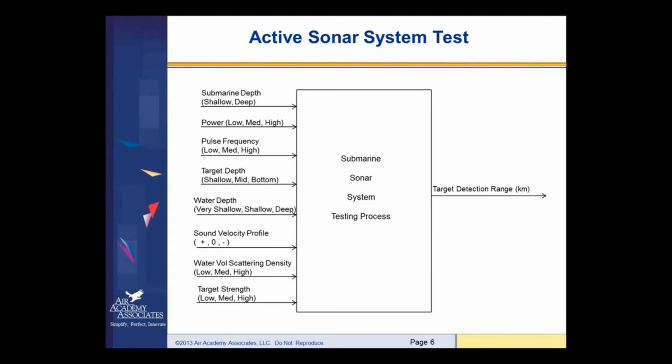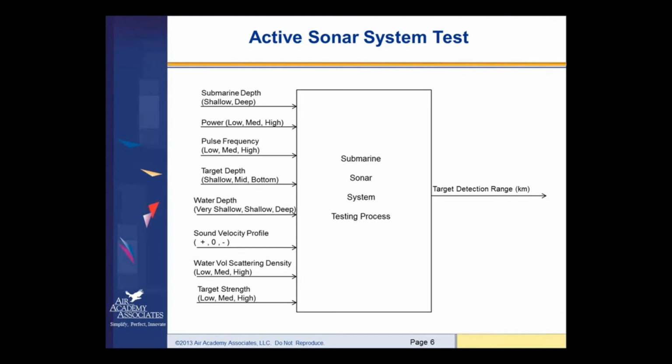Here's another example of a quick IPO. I'll address this one later. You'll see in this IPO the Sonar system test process. We have target detection range being the primary output or response variable, and then we have 7 inputs. I'm not going to go through all of these, but you can see them on your screen: submarine depth, power, pulse frequency, and so forth. But I want you to notice that the first factor is at 2 levels. That is, there are 2 choices, shallow and deep, and the other 7 all have 3 levels.